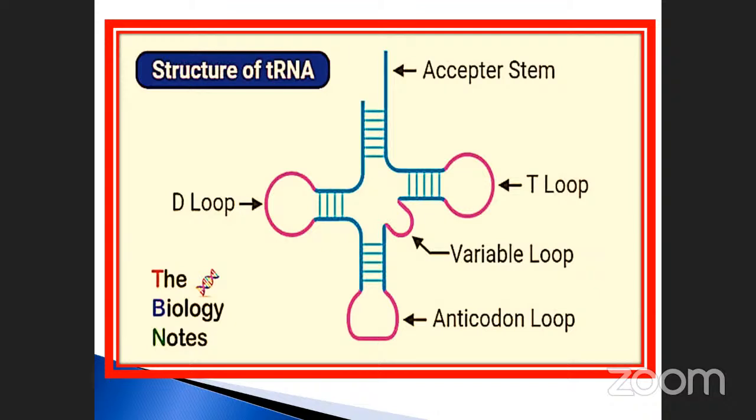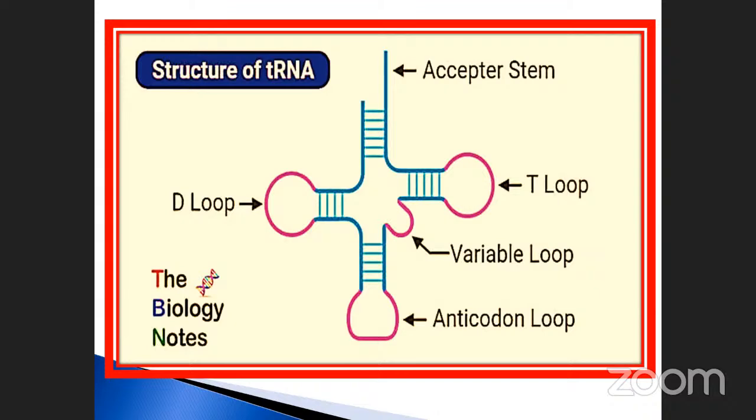Which part? This part, the variable region. This is also very, very important, the anticodon region. Dihydroxy and also the acceptor arm. Acceptor arm, anticodon arm, D loop. So in some cases, they may ask the question, D loop, this part. The anticodon loop is very, very important. Without the anticodon loop, there is no protein biosynthesis. It will not take place in the ribosomes.